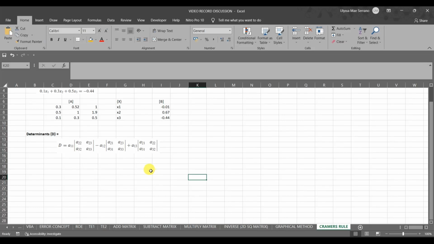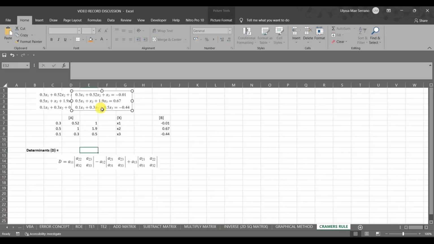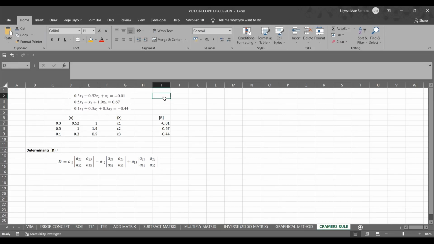We can also use Excel in order to apply Cramer's rule. We have the given here. This is our conventional form. So, we can also represent this in matrix form. And this is how we represent them. So, we have here 0.3, 0.5, 0.1 for x sub 1, and 0.52, 1, 1.9 for x sub 2, and 0.3, 0.5 for the coefficients of x sub 3, and we have here x sub 1, x sub 2, and x sub 3. So, these are the values of B: B1, B2, B3.